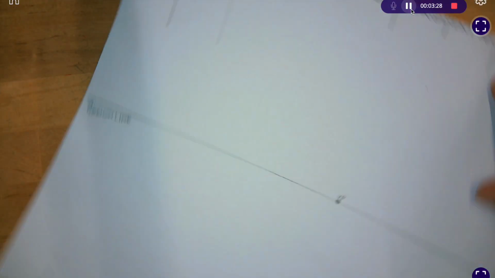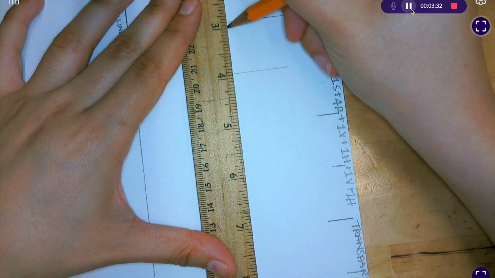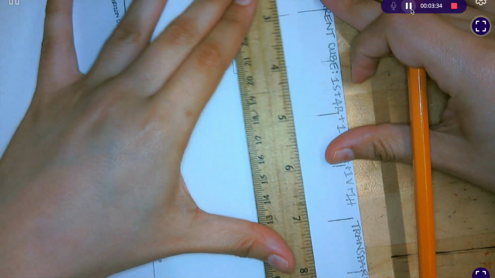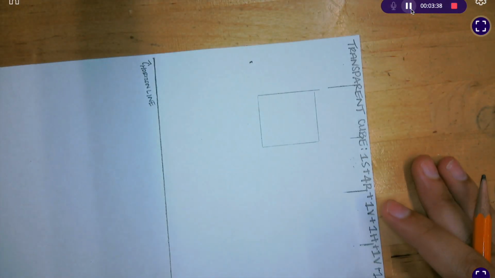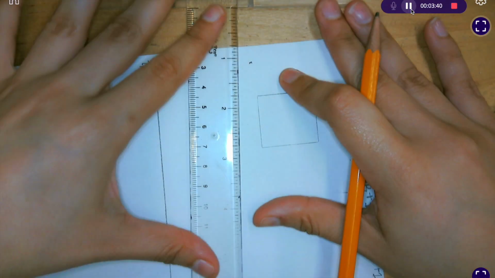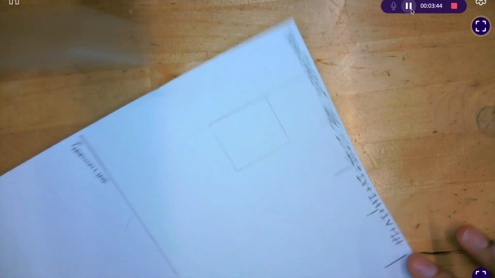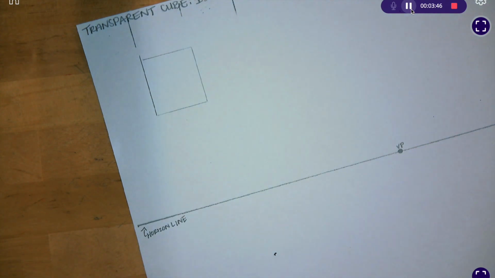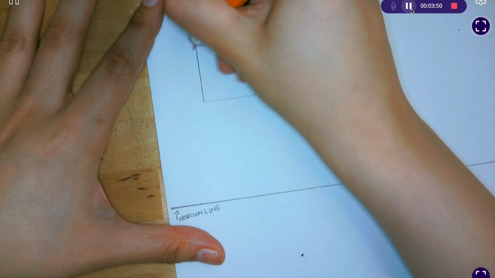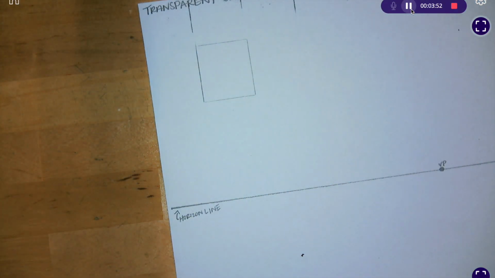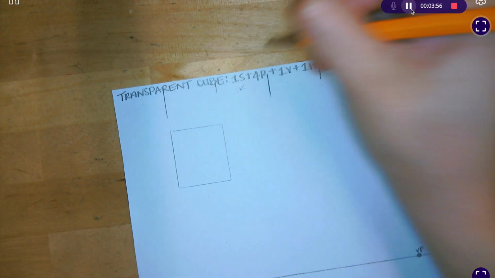Okay. And then all we're going to do is right here, line it up, line it up. Okay. If you happen to have the T-square, you can also have it against this way and do it like that. And so now we have a 1 inch by 1 inch square. Okay, so that's the square, that's the first step, check.